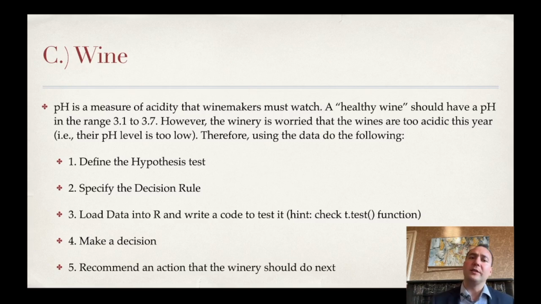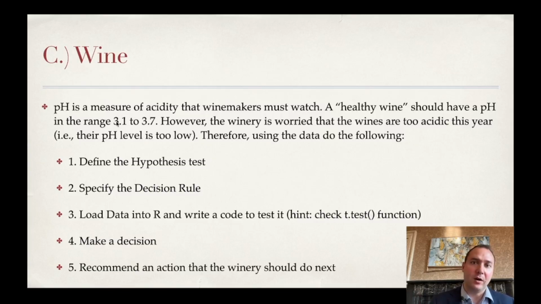Okay, so we should think about this a little bit. They're worried that the pH level is too low. Usually, the pH should be between 3.1 and 3.7. So what are they worried about? They're probably worried the pH level is below 3.1, because if it's above 3.1, as it says, it's a normal range, it's a healthy wine. If it's below 3.1, it might be a problem. So what kind of test do we have? We probably have another one sample test. Why? Because what we're worried about is that our sample is below a benchmark, that benchmark being 3.1 pH level.